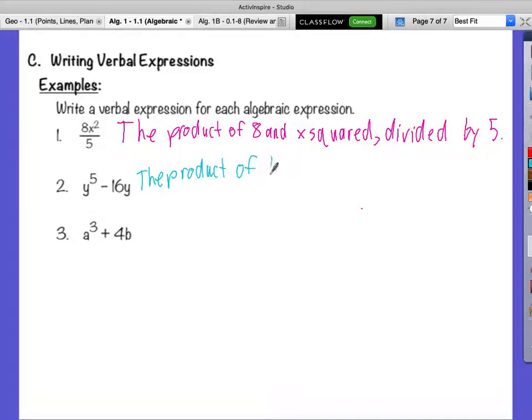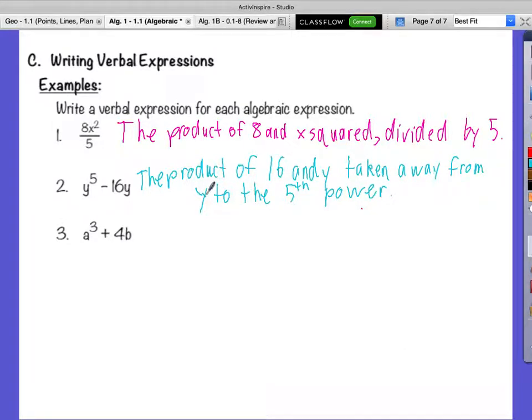The product of 16 and y taken away from y to the 5th power. Okay, so that's one way you could have it. It's not how you have to have it, that's one way. Okay, Levi, do you have a question? Okay, Gretchen. Anyone else have another one that they think, hey, I'm wondering if this is right?